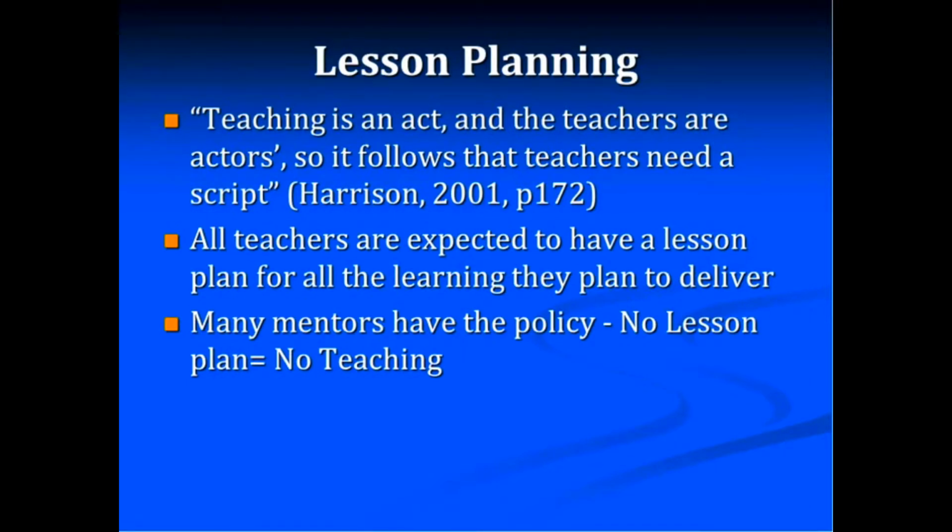So all teachers are expected to have a lesson plan for the learning that they plan to deliver. And the learning obviously depends. You've been through all the modules. It depends on the subject area. Depends on the sector. It could be early childhood, primary, secondary. That's where the curriculum comes in. What aspects of learning will you plan to deliver in the lesson plan? And it's also very important to be planning, because many mentors have the policy, no lesson plan, no teaching practice, because a clear plan shows that learning will occur or will attempt to be delivered and facilitated.